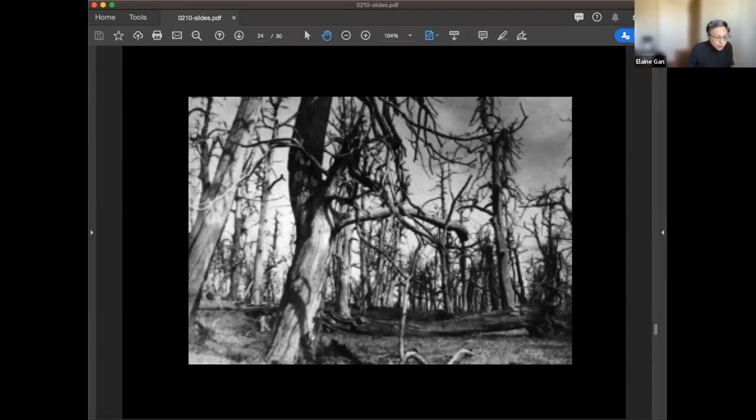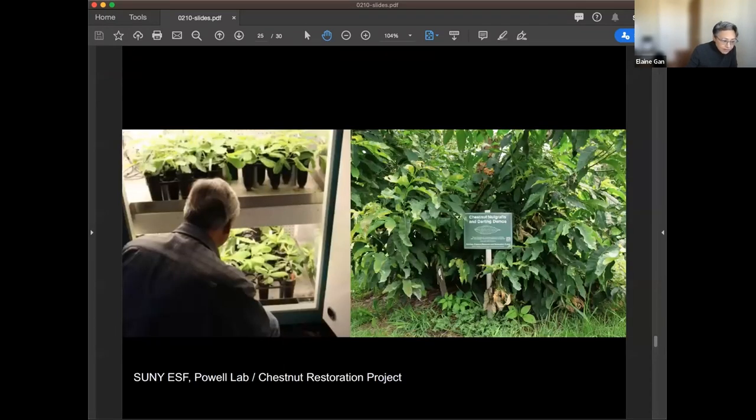As I dug deeper, I learned that a different trajectory had opened in the 1990s. Geneticists at SUNY ESF, the College of Environmental Science and Forestry, experimented with ways to bring the trees back. This is Bill Powell of Powell Lab at ESF. He led this group that kind of solved the puzzle over the next two decades, opening up a path to de-extinction or chestnut restoration.